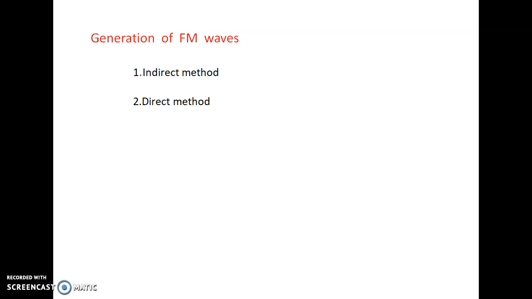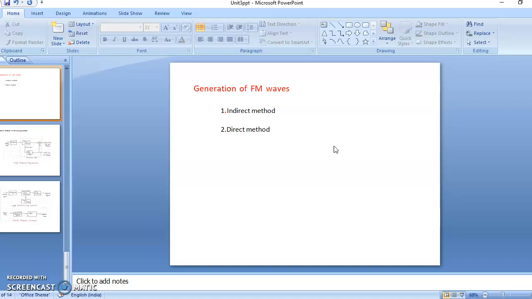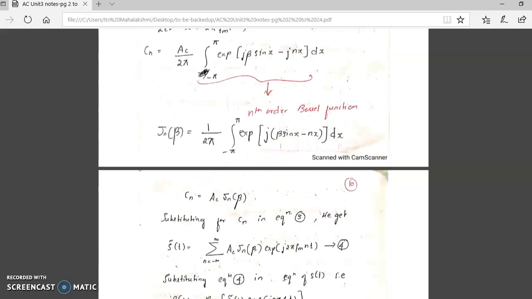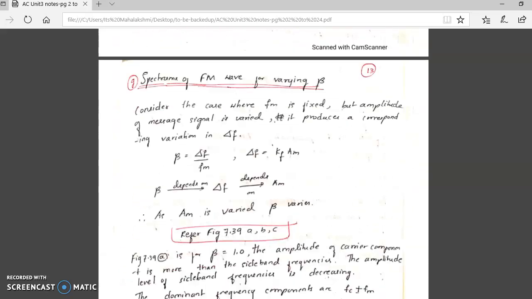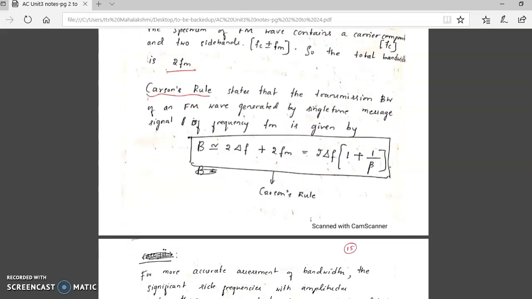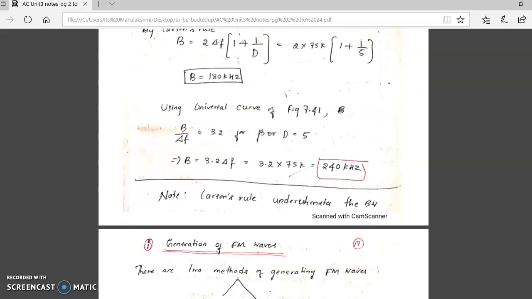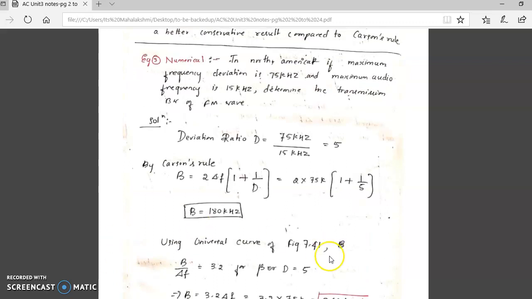Okay, before I start with generation of FM waves, we'll just go through one problem here, that is a numerical. Look at this. This is a problem on deviation ratio. Example 3, numerical. It says that in North America, if the maximum frequency deviation is 75 kilohertz and the maximum audio frequency is 15 kilohertz, determine the transmission bandwidth of FM.